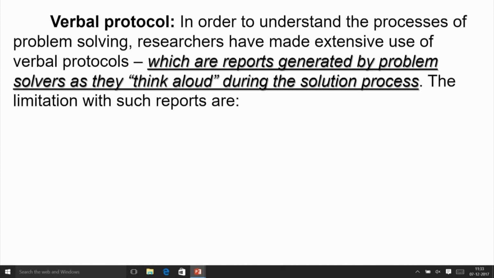One important way through which we can do this is something called the verbal protocol. So, what is the verbal protocol? In order to understand the process of problem solving, researchers make extensive use of verbal protocol. If you remember structuralism, there was something called introspection, and introspection is a close brother to verbal protocol. In introspection studies, people were asked to do certain psychological tasks, and while doing the task, they were asked to relate how the task was being done.